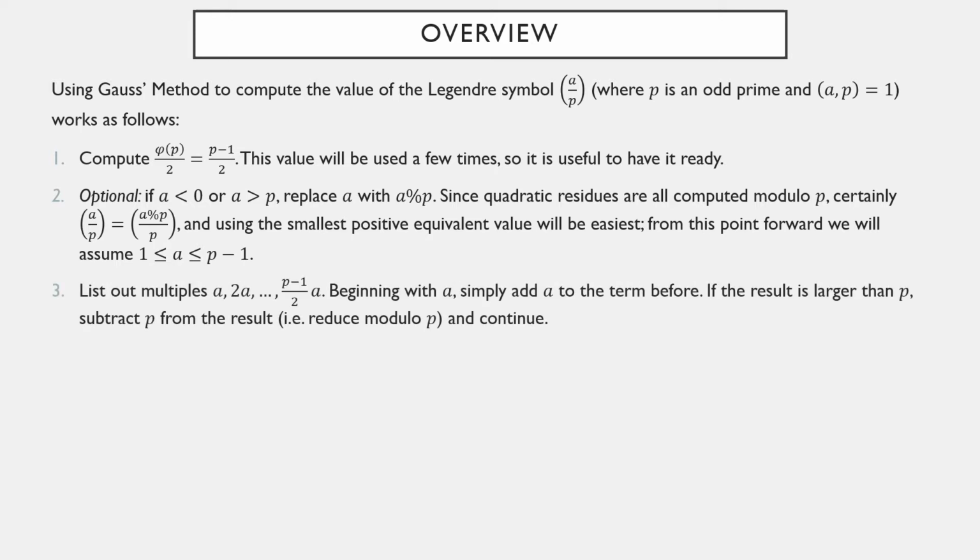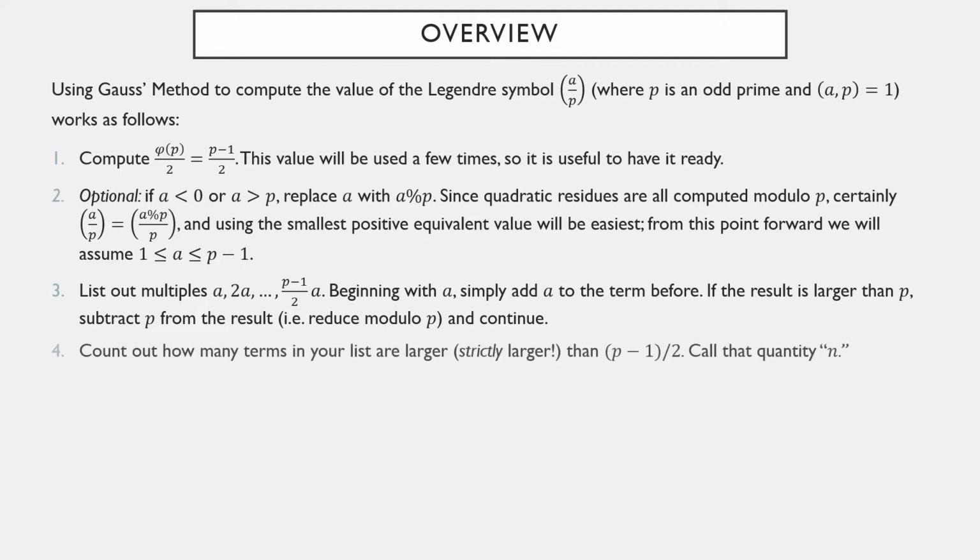Next, list out the multiples, a, 2a, etc., up to p minus 1 over 2 times a. Since we're generating this list, what we're really doing to get from one to the next is adding a. Starting with a, add a, now you have 2a, add a, now you have 3a, and so forth. So we're just doing a bunch of steps of addition. If at any point you get something larger than p, subtract p from the result. In other words, reduce all of these values modulo p to generate this list.